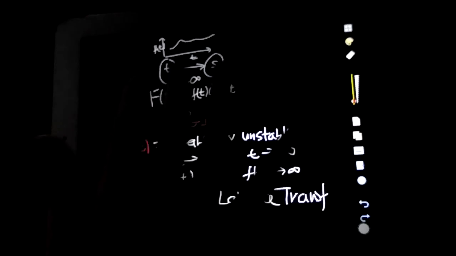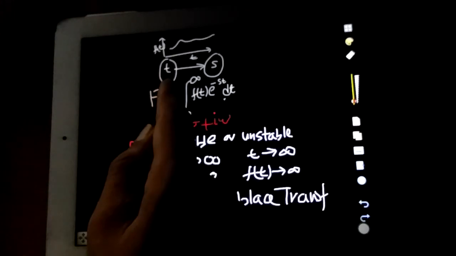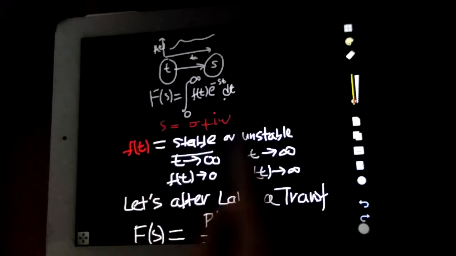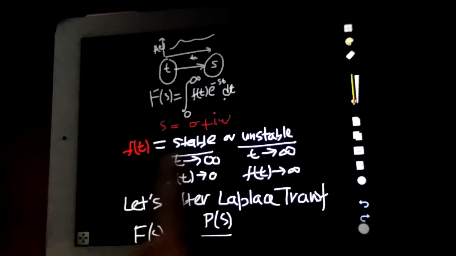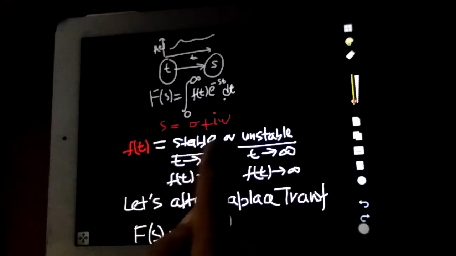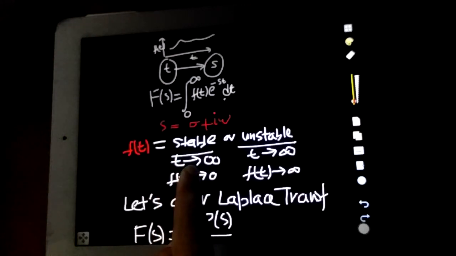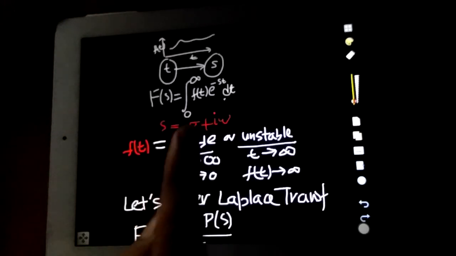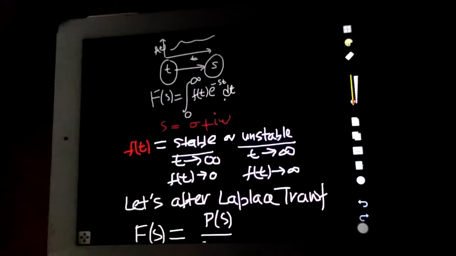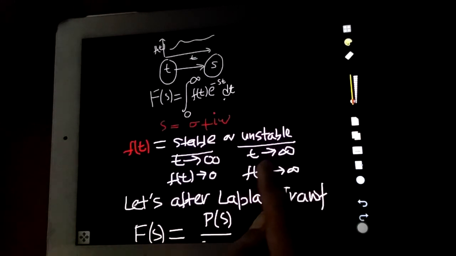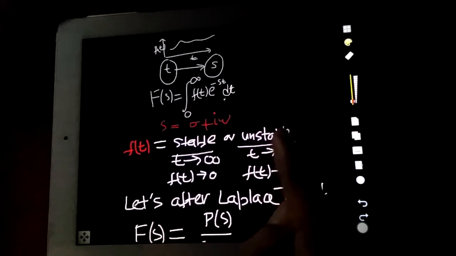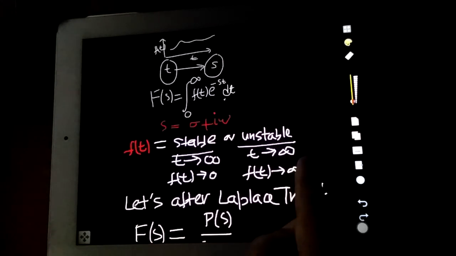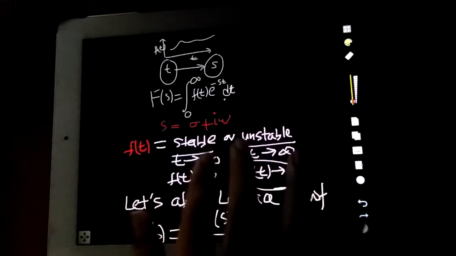Okay, so the function to which we are going to apply a Laplace transform may be stable or it may be unstable. So you know what stable and unstable mean. As t approaches infinity, if the function value in the time domain approaches 0, it means that the function is stable, right? But if the time approaches infinity and the function value approaches infinity, it means that the function is unstable.